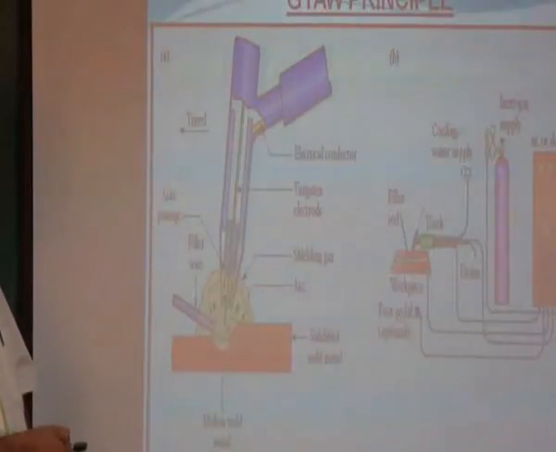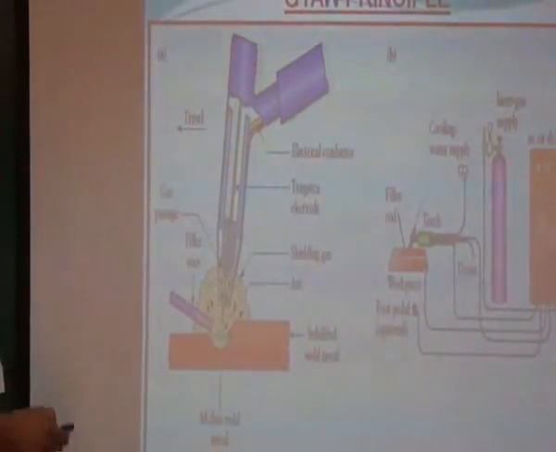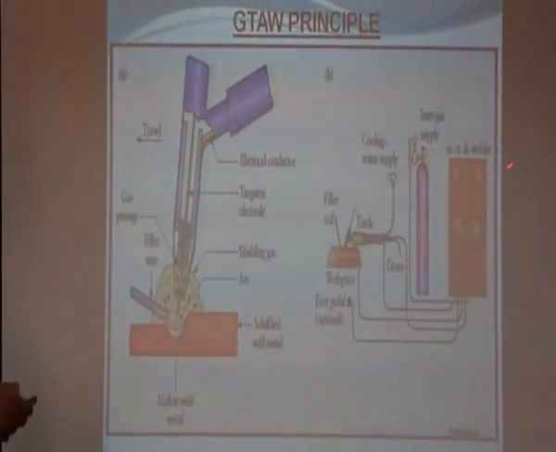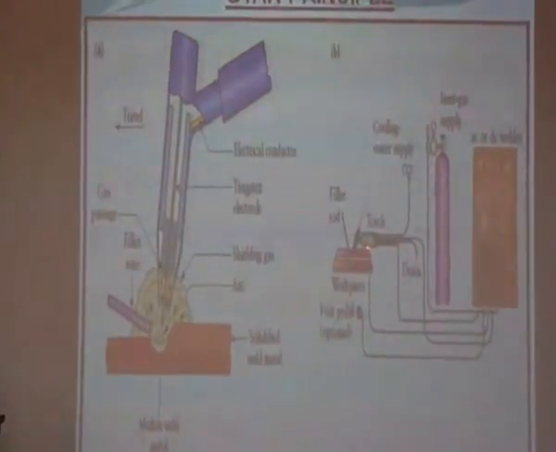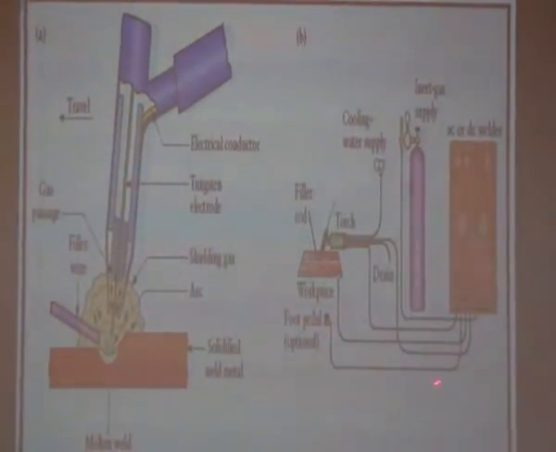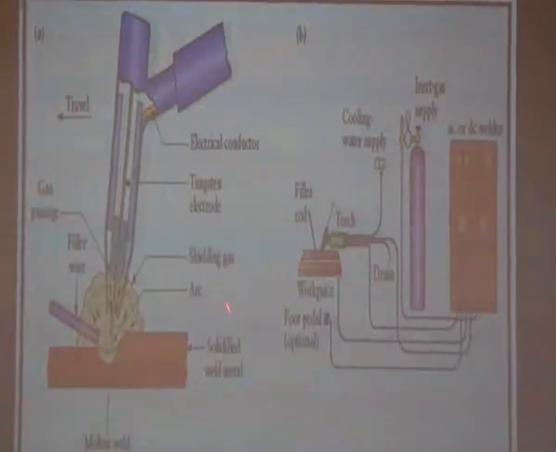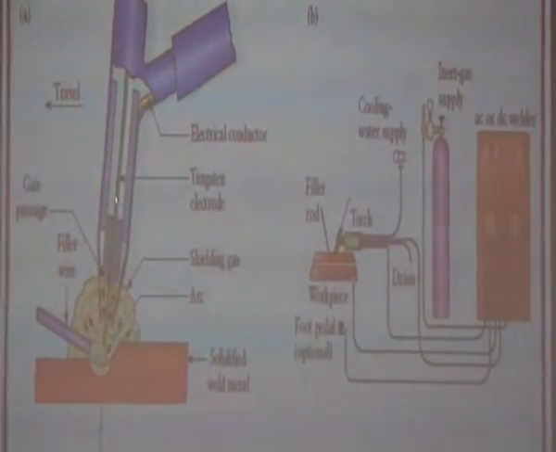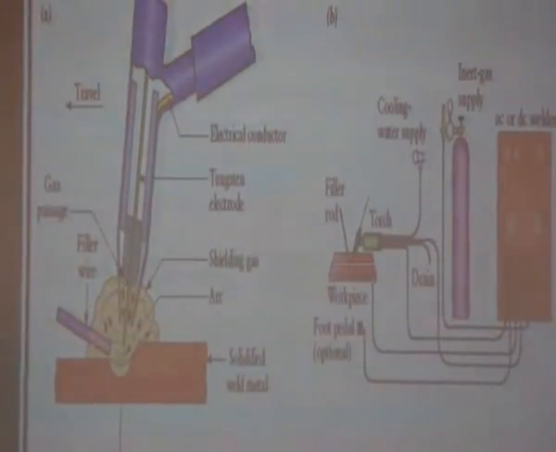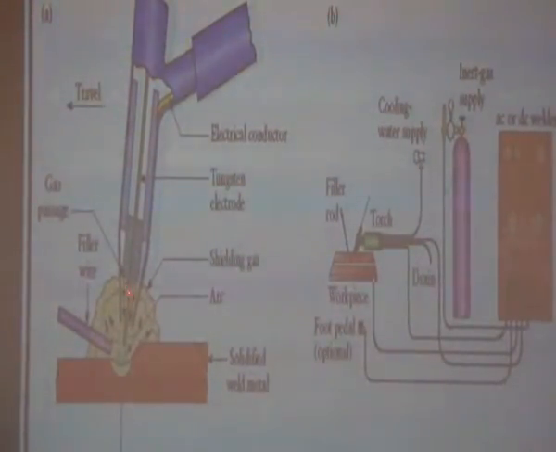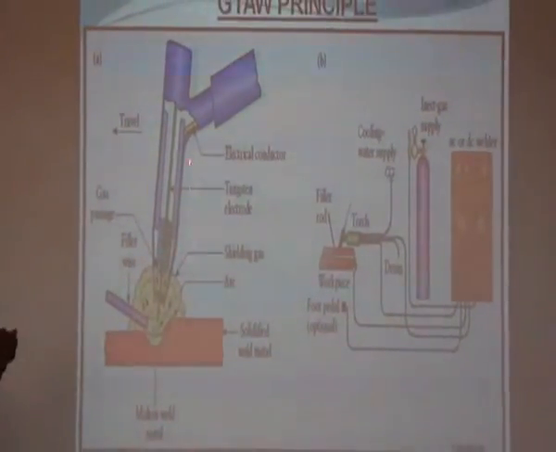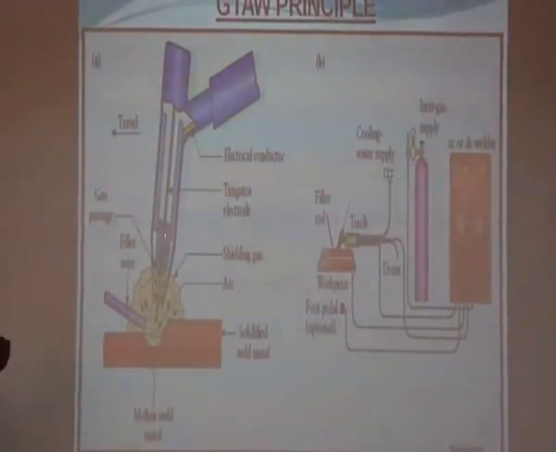This is the schematic sketch of the GTAW machine. You can use AC, alternating current, or direct current, and you have the power supply. You have the welding torch, and the workpiece is connected to the two poles of the power supply. Here, this is the welding torch, and this is the non-consumable tungsten electrode, which is kept in the center line. And then the shielding gas is also passed into it.